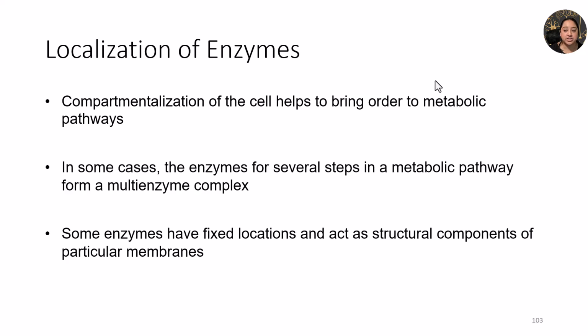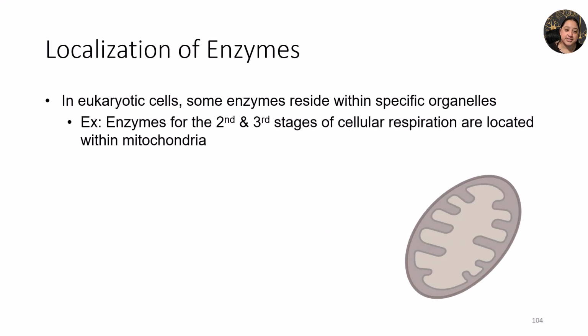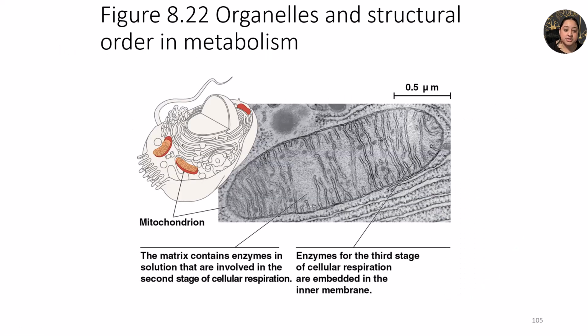What reactions are going to happen where depends on where the enzymes are. In eukaryotic cells, again, some enzymes will reside within specific organelles. The enzymes that are important for making energy are going to be inside the mitochondria. That's why the mitochondria is the powerhouse of the cell, because the enzymes that help these reactions happen are in there. So here's an example.